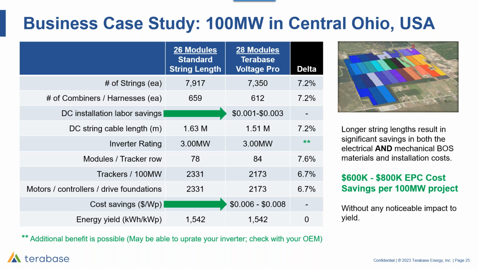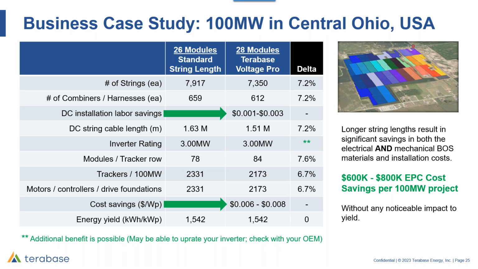I ran a couple of simulations on a potential project site in central Ohio. For this project, I'm targeting a 100 megawatt solar power plant. I want to model this plant using both 26 module strings and 28 module strings. The tracker that I plan to use will be a 3-string tracker, so the tracker length will be 78 modules and 84 modules respectively. As you can see by the table on the slide, we were able to reduce the number of strings by 7.2% using the 28 module string, which then flowed through to a similar reduction in the number of combiners and harnesses.